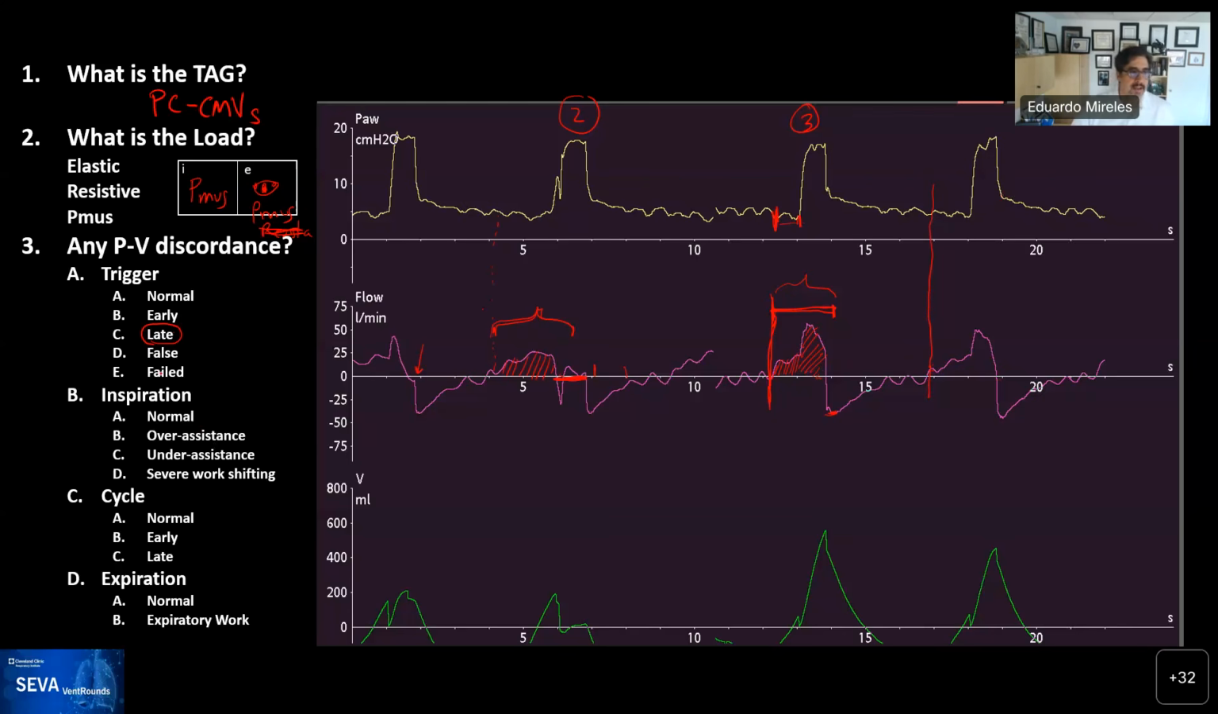And the volume waveform is very tricky. So remember, every time the breath starts, the triggers, it resets. So you see the reset here. You see the reset here. You see the reset here. And you see the reset here, right?